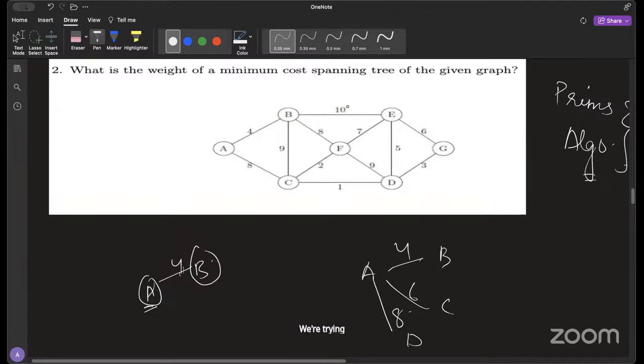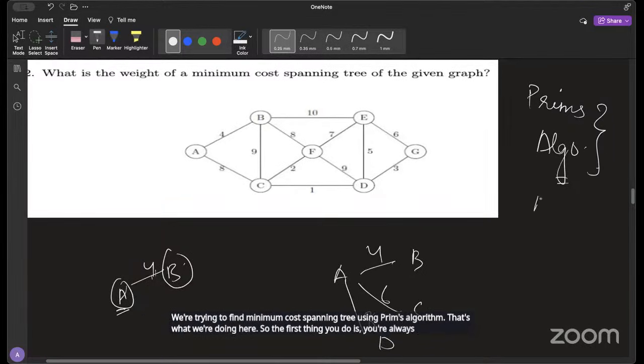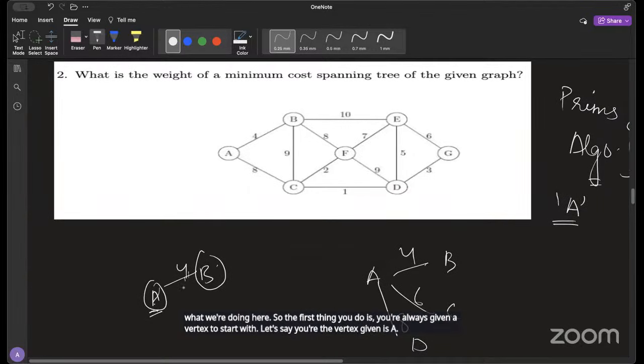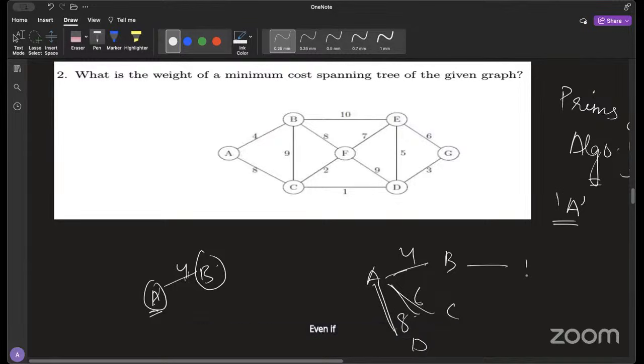We're trying to find the minimum cost spanning tree using Prim's algorithm. The first thing you do is you're always given a vertex to start with. Let's say the vertex given is A. Write that vertex, and then write the next vertex to be the one that's directly connected to A and has the least weight edge with A. Out of all the edges from A, you have to choose the least weight edge. Start with this one.